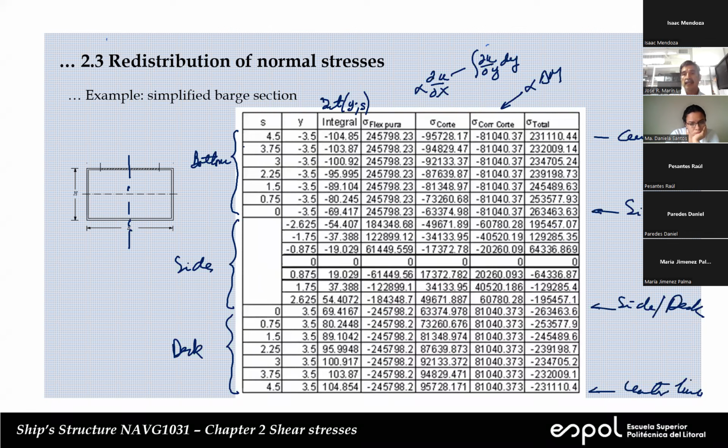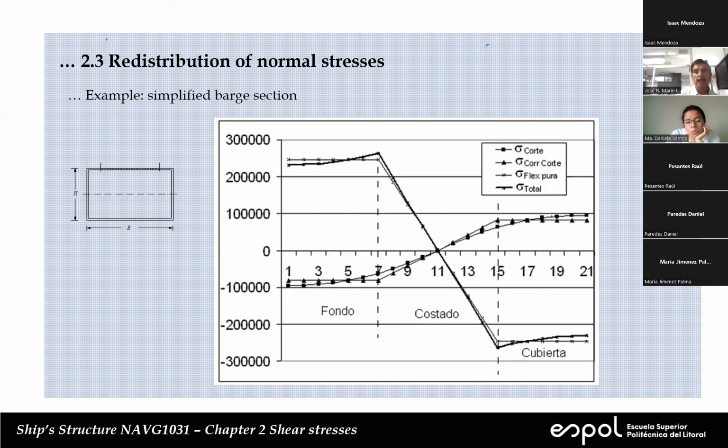And we see immediately that this value here is 263, and this value is 231. So in the connection between the side and the bottom, the normal stress is much higher than the value at the center line. And that's because of the shear. The shear acts in a certain direction on the side, and then you have to change direction because on the bottom you have the bottom plate. That change in direction causes a shear lag, which increases the normal stress in the connection between these two elements. Similarly, in the connection between the side and the deck. And this is the drawing.